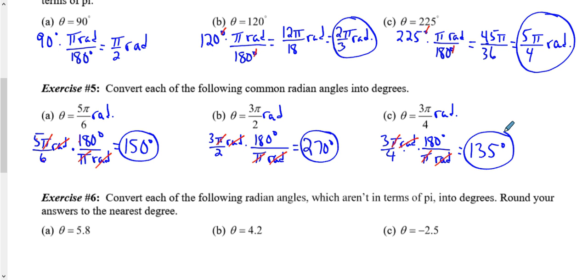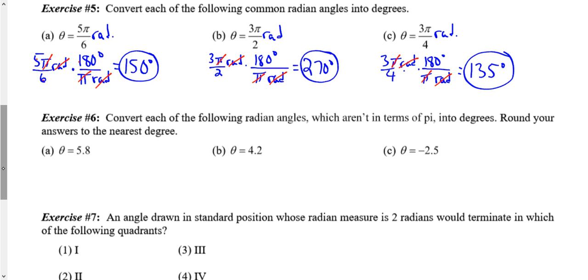Now in exercise 6, you notice there's no pi in here. So what they did is they have pi in the calculator. So these are all radian measures. This first one, A, is 5.8 radians. Which means we have not been putting pi in the calculator, but now they have. And they want to convert this to degrees. So pi now will go in the calculator. So 5.8 radians, what are we going to multiply by to get degrees left?